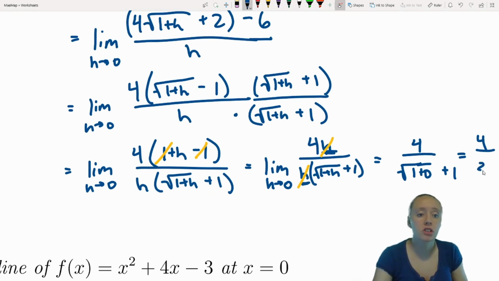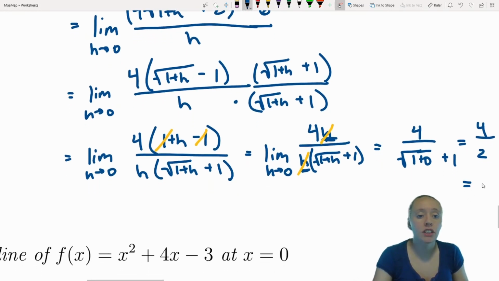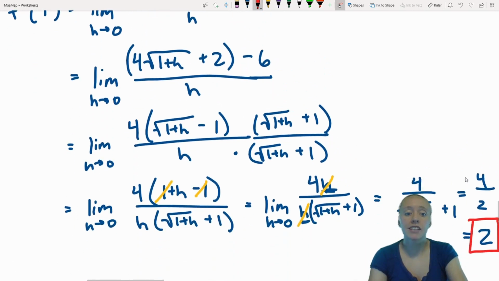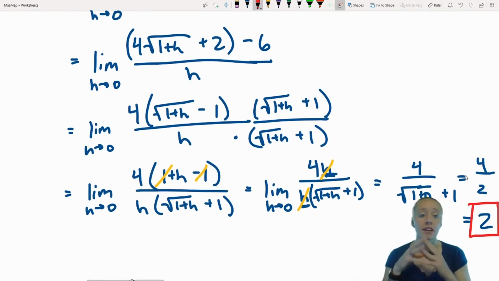1 plus 1 gives me 2. 4 halves is what my limit is equivalent to, which gives me a value of 2. So the slope of my tangent line at my point x equals 1 is going to be 2. That derivative when a equals 1 is 2.